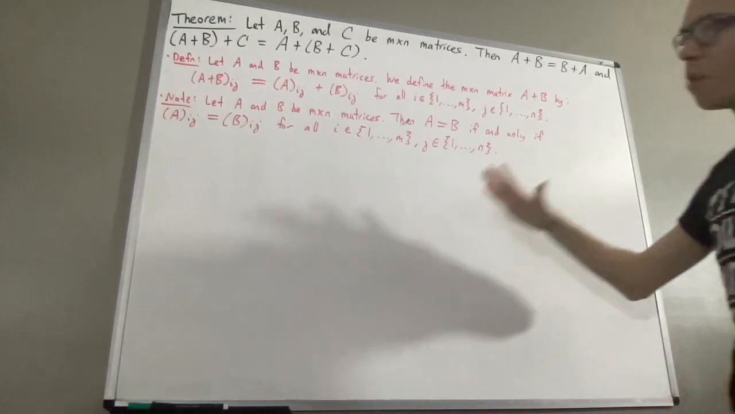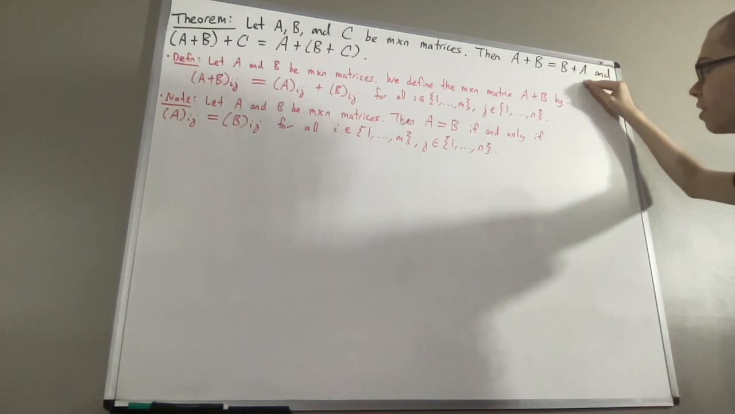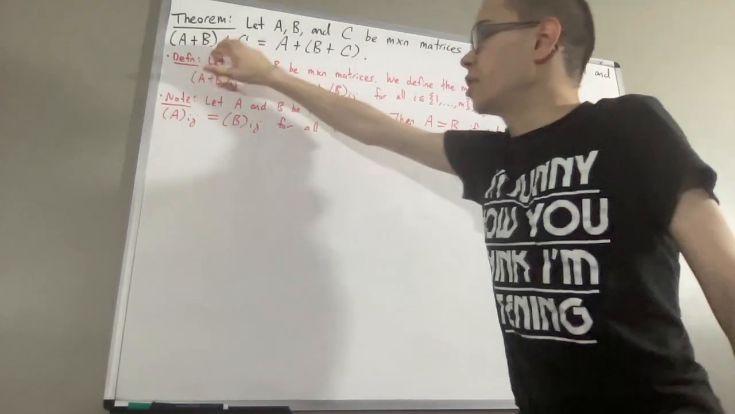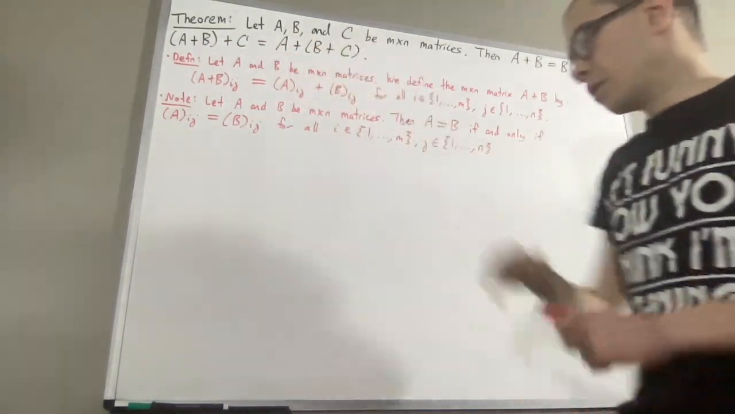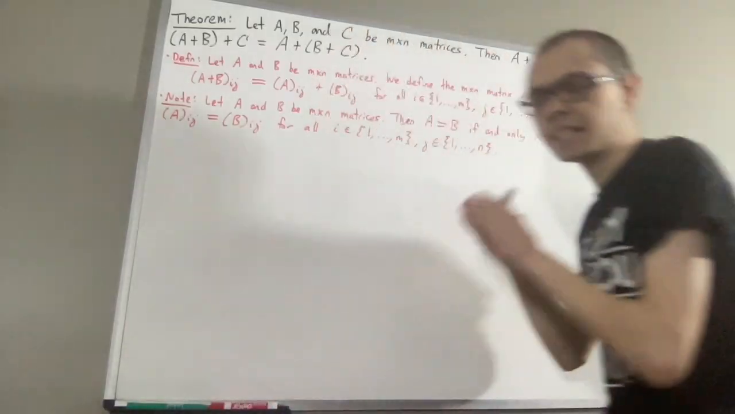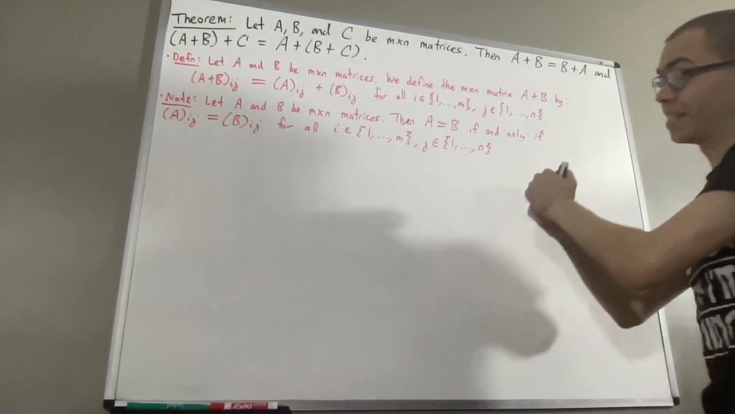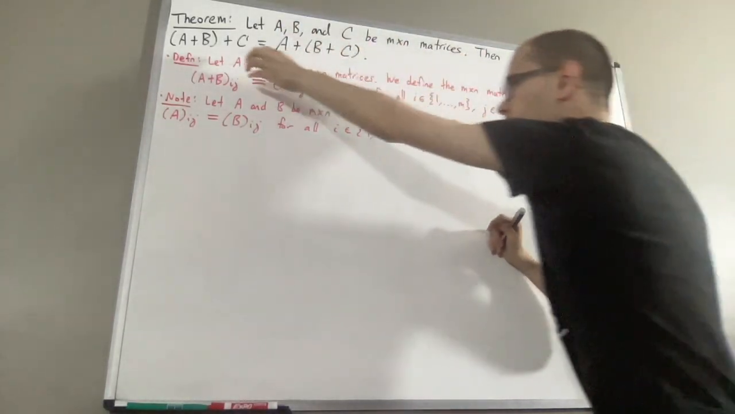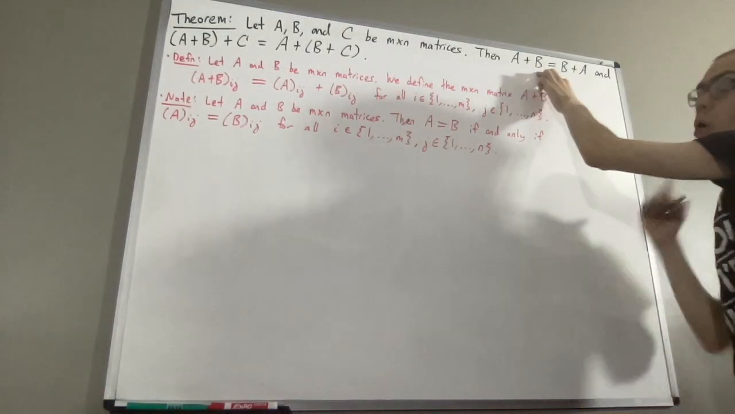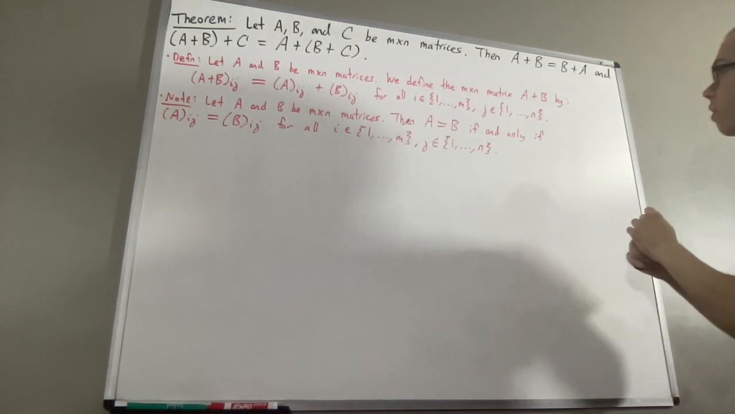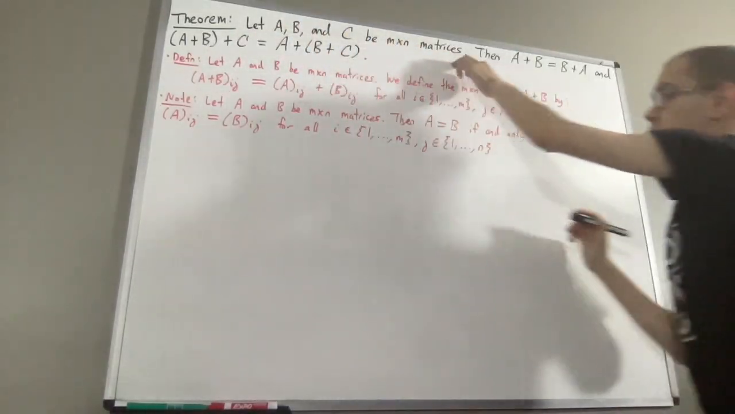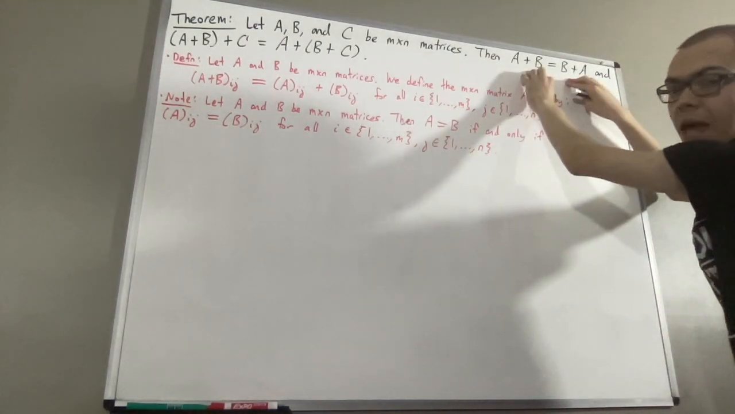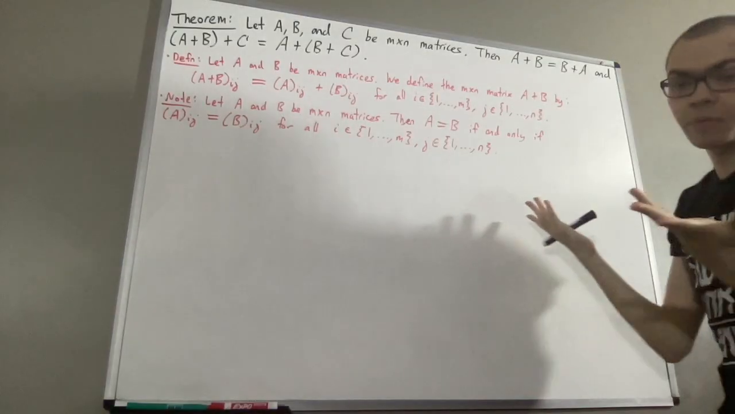Okay, so now looking at this theorem, we're trying to prove that these two matrices are equal, and we're trying to prove that these two matrices are equal. Now, let's look at the theorem to make sure it makes sense. And what I mean by that is, since A and B are m by n matrices, it follows by definition of matrix addition that A plus B is also an m by n matrix. Since B and A are m by n matrices, it follows that B plus A is an m by n matrix. So these are both m by n matrices, so they could be equal to each other.